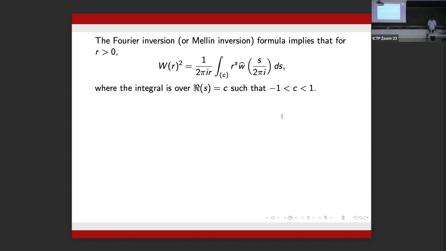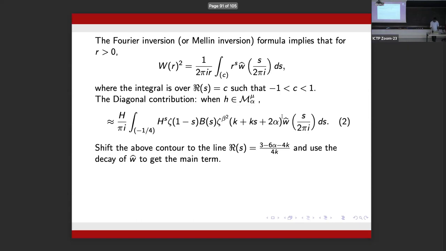Then by inverse Fourier transformation, this is again related with the inverse Mellin transformation. This way we can get omega square for r greater than zero, in this form. And this is valid for any real part C line between minus 1 and 1. So this is basically just a relation between Fourier transformation and Mellin transformation. One can get it. And then the diagonal contribution can be shifted in terms of zeta function form.